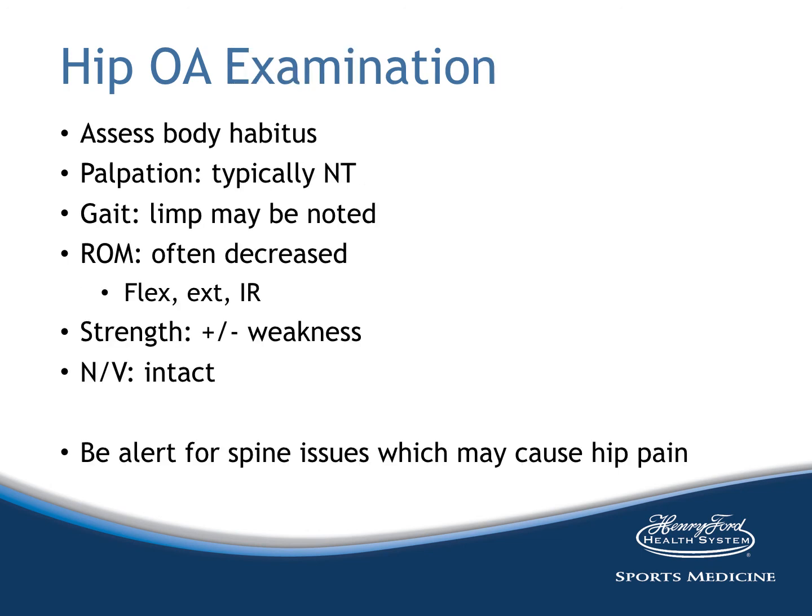On physical examination, you need to assess body habitus because obesity certainly can lead to more problems for these people. You want to palpate the area, but it's typically non-tender. A limp may be noted. Range of motion is often decreased in multiple planes. They may or may not have weakness, and the neurovascular status is generally intact. Be alert in this age group for spine issues, which may also cause hip pain, but to discuss spine pain here is beyond the scope of this lecture.